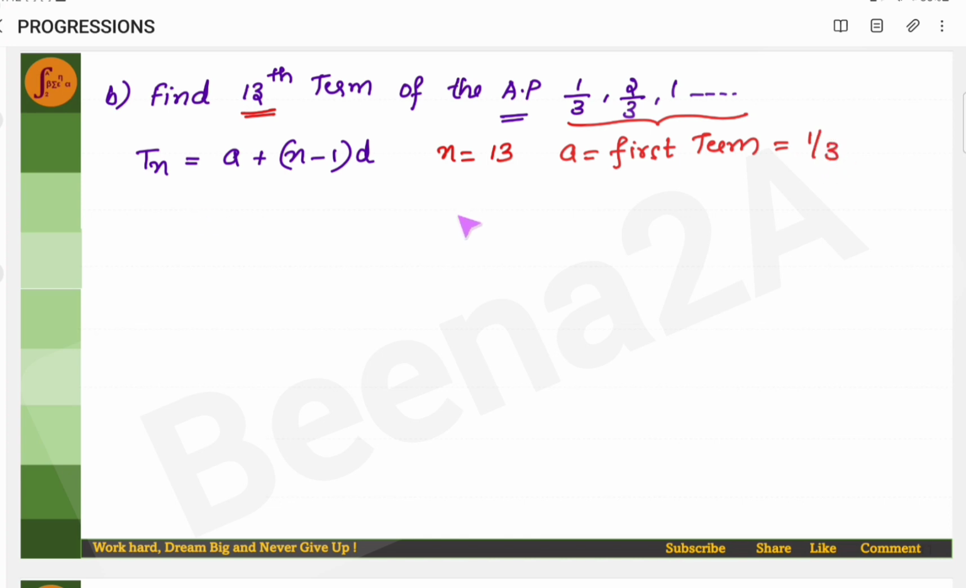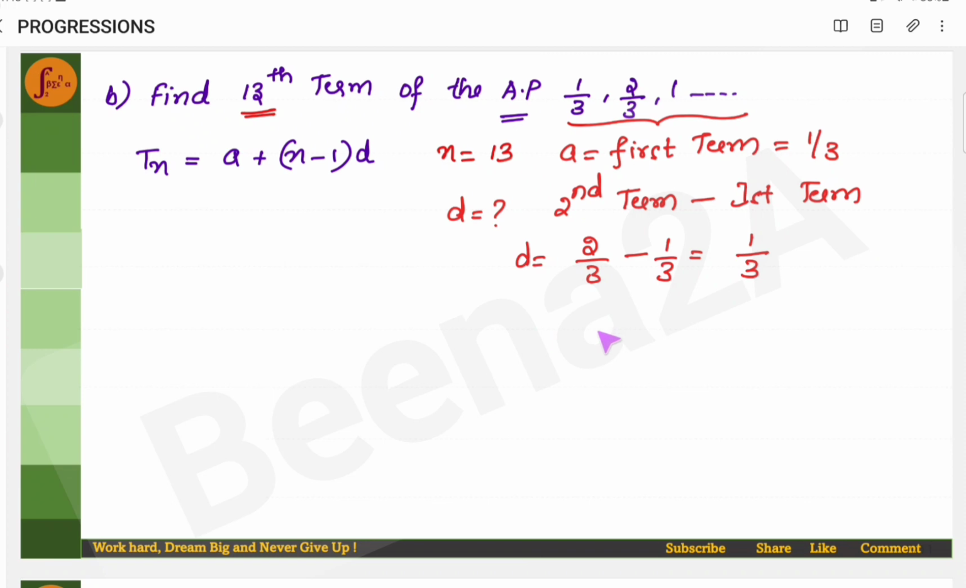Now what is the difference? How do we find it? We'll have to take second term minus first term, third term minus second term. So second term minus first term is the difference. What is the second term? 2 by 3. What is the first term? 1 by 3. So what is the difference? 2 minus 1, 1 by 3 is the difference. We can also try with the third term and the second term. Let's find the difference between the third term and the second term. Third term minus second term.